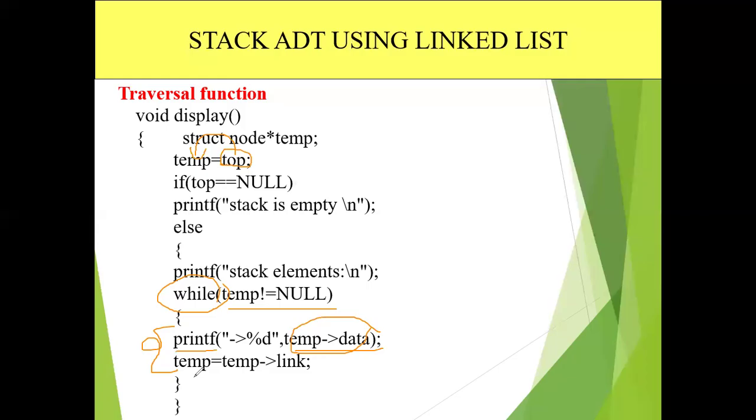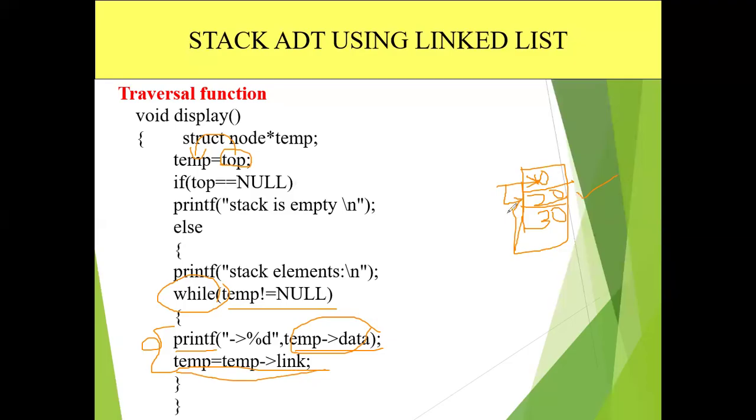Then to move from the topmost to the next one, we use the statement temp is equal to temp arrow link, which indicates we are moving from the topmost to the next element. For example, assume the stack consists of the topmost value 10, the next is 20, and the next is 30. If it is so, first we'll display 10. After displaying 10, we have to display the value 20. To display the value 20, we must move the pointer from the 10 position to the 20 position. For that, we use the statement temp is equal to temp arrow link.